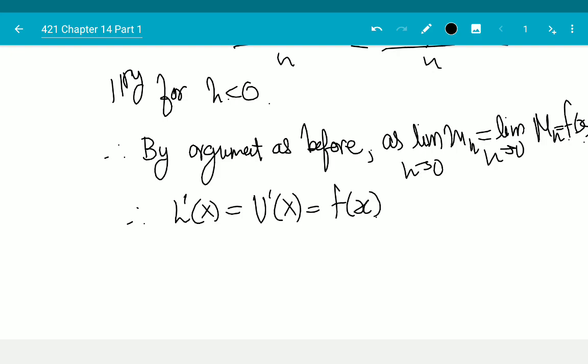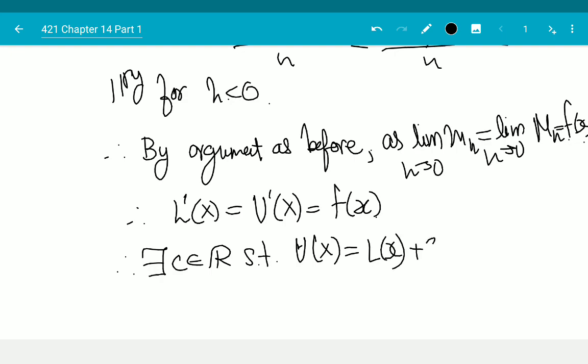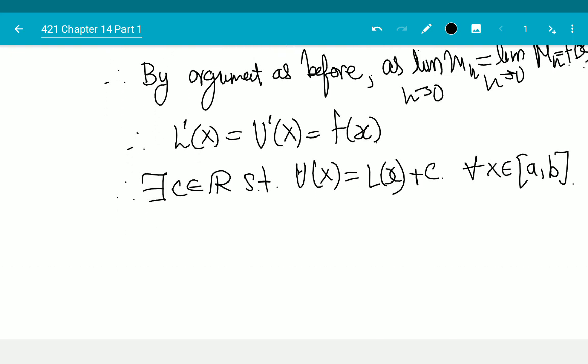Once again, this creates a problem. This does not mean they're equal. Therefore, there exists a C in R such that U of x is equal to L of x plus C, for every x in a to b. That is all I can say. I can't say that they are equal, but I can say they differ by a constant everywhere, and that is the key. They have to differ by the same constant everywhere.